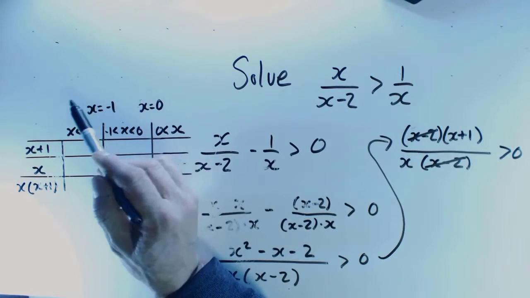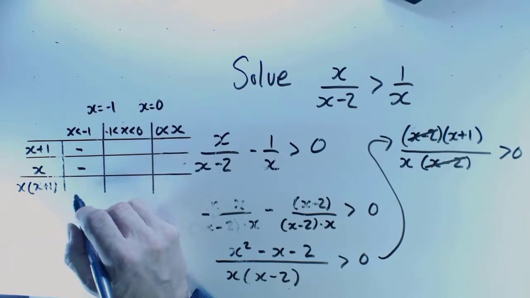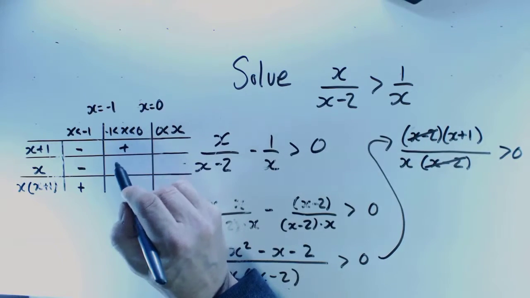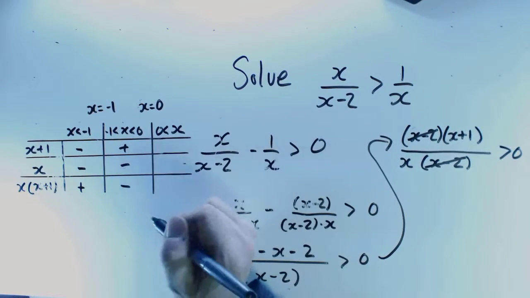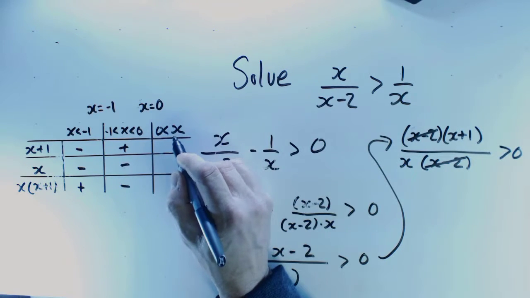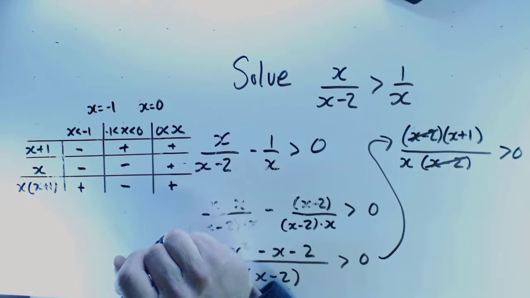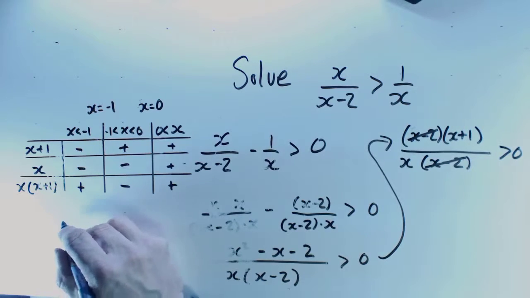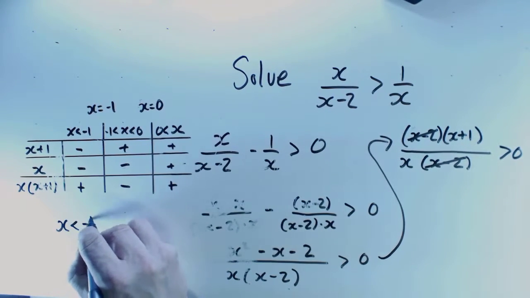Okay, in this region where x is less than negative 1, this is negative and this is negative. And when I multiply or divide them in this case, I get a positive. In this interval here, x is positive, and this factor is positive. That one is negative, and so this is negative in this interval. And when x is greater than 0, this is positive and this is positive, and look at that. Everything is positive.